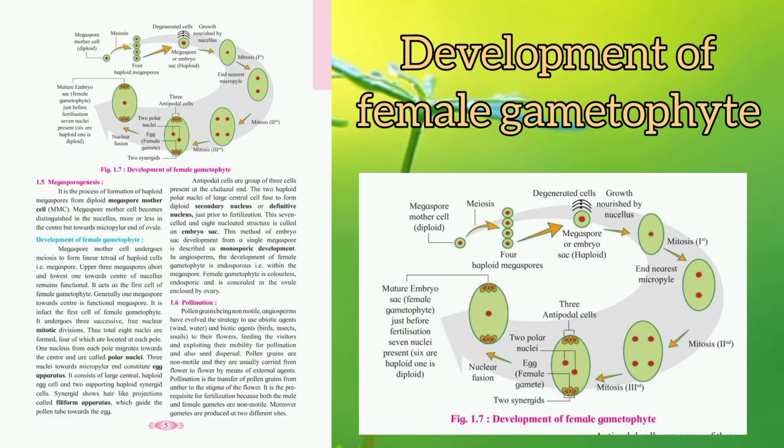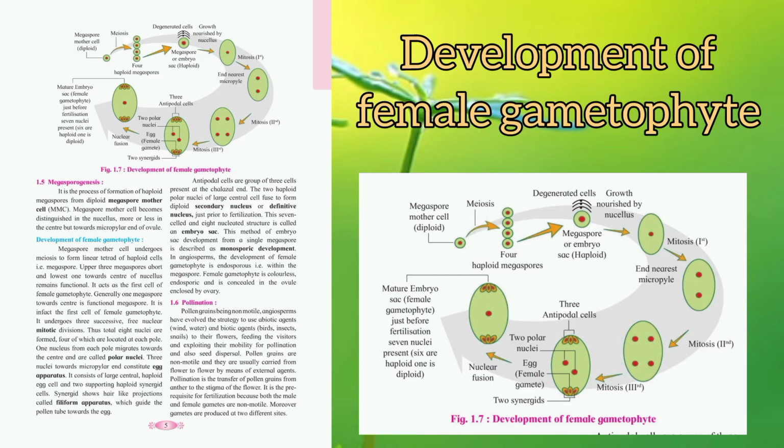3 nuclei at the micropylar end form the egg apparatus: the egg cell and 2 synergids with special structures called filiform apparatus. These help guide the pollen tube to the egg. 3 nuclei at the chalazal end form the antipodal cells. The remaining 2 nuclei move to the center and are called polar nuclei. These will later fuse to form a diploid secondary nucleus.